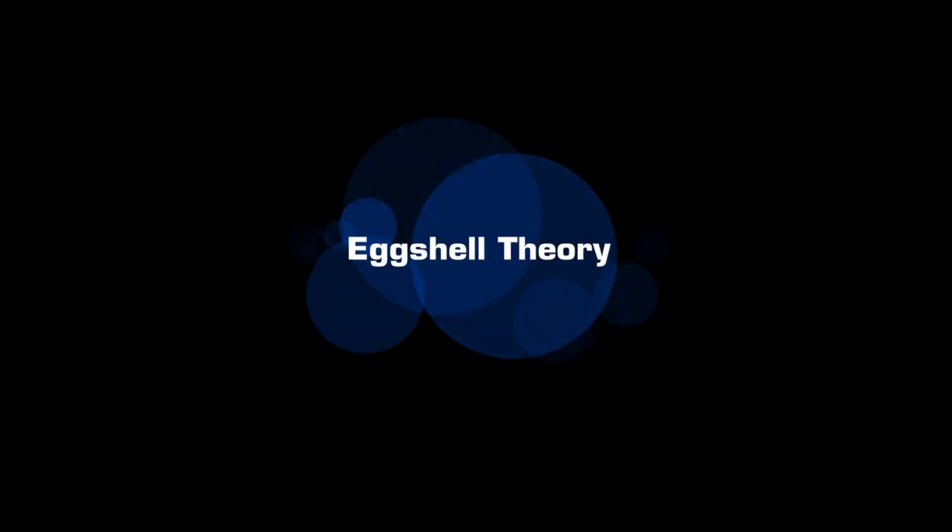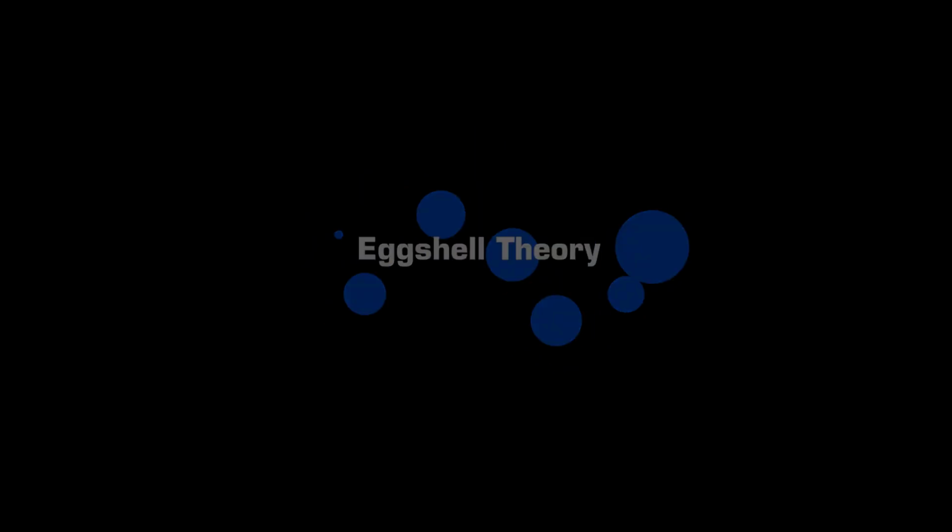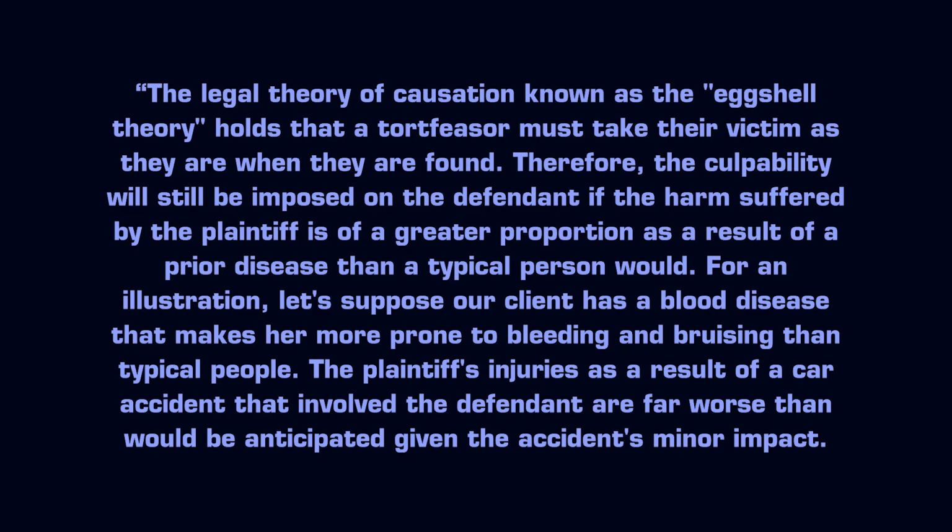Tort is a civil wrong. Now, let's talk about the several theories that are related to the meaning of torts. Firstly, the eggshell theory. The legal theory of causation, known as the eggshell theory, holds that a tortfeasor must take their victim as and when they are found. Therefore, the culpability will still be imposed on the defendant if the harm suffered by the plaintiff is of a greater proportion as a result of a prior disease than a typical person would.